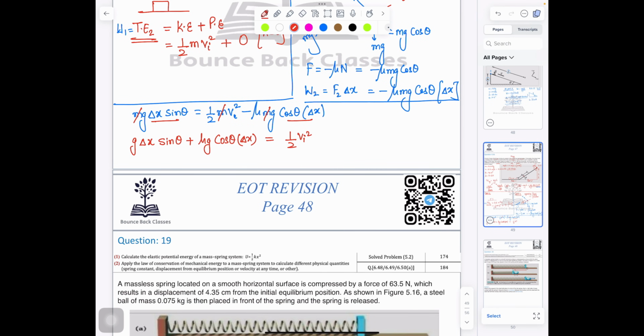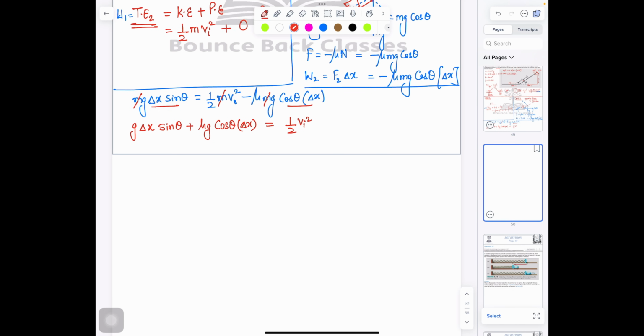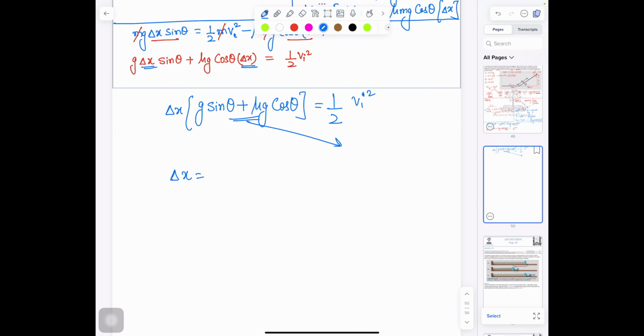Okay, I will add a page here so that I can explain in a good way. Now solve it. Take delta x common, take it out. So delta x bracket. What will be left here? g sine theta plus mu g cos of theta equals half v i square. Clear? Take this value down. So delta x equals 1 over 2, make it a big line, v i square divided by g sine theta plus mu g cos of theta.